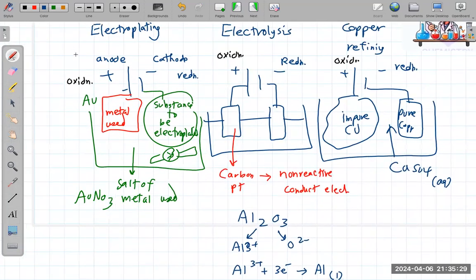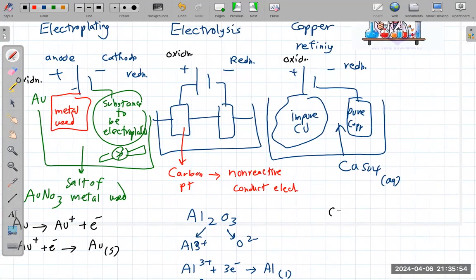Example for electroplating: if you are putting gold on the watch, then this one is the gold. The gold will be losing electrons. It is oxidation again, losing 1 electron. Then it goes into the solution, and then some gold from the solution gains electrons, gets reduced, and is deposited on the surface of the watch.